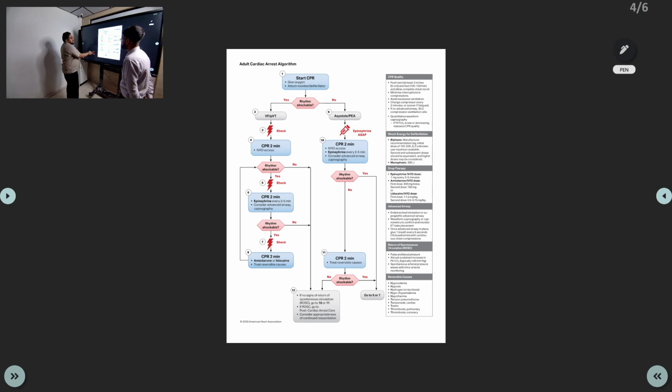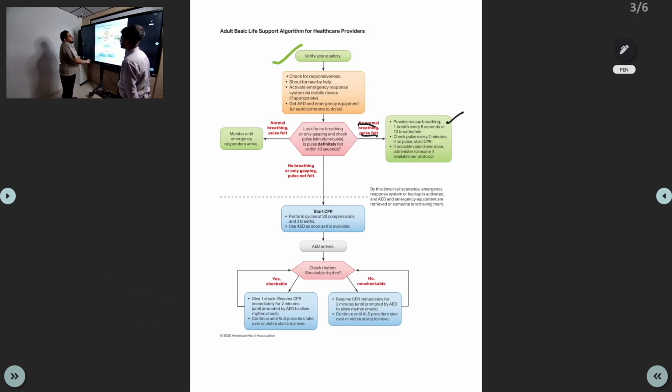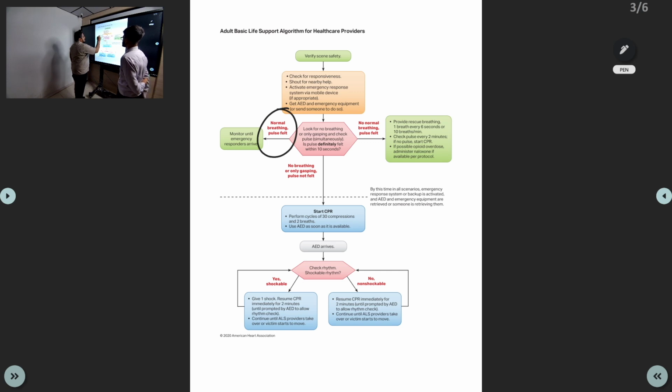Okay, so we'll go back to the algorithm again. We'll start with the BLS algorithm. Suppose you have a patient who is unresponsive coming to your scene. The first thing, check for responsiveness, shout for help, and activate the emergency response. Depending upon the patient, you can have three types: normal breathing and pulse is felt; breathing is there but pulse is absent; or no breathing, only gasping, or no pulse is felt.